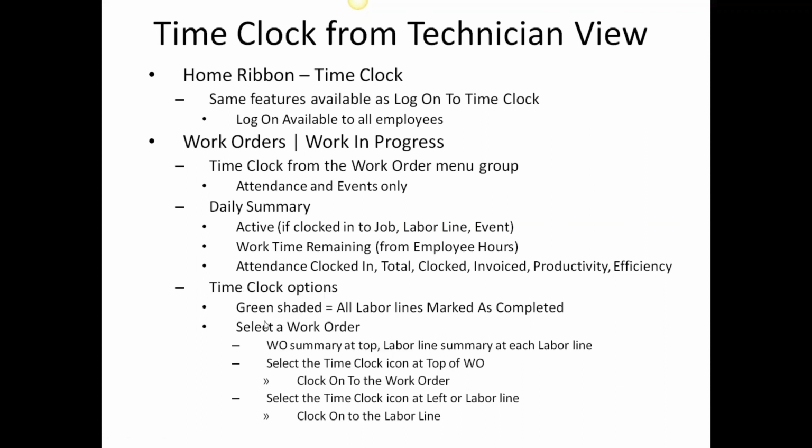I didn't mention this, but any jobs that are marked as completed on the technician view will show up with a green shaded background. Select a work order by double-clicking or doing an edit. The work order summary is now at the top of that. Okay, select a time clock icon either at the top of the work order, which clocks you into the work order, or select the time clock icon by the labor line, which is then going to clock you into that labor line. And remember, exclusive. When you change your clock in, it's going to clock you out of the previous item.